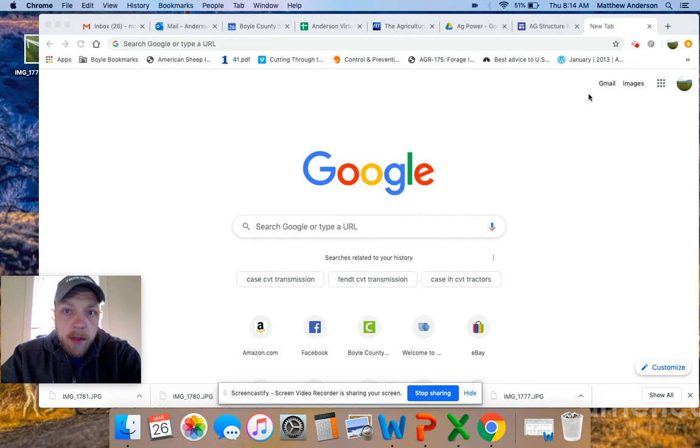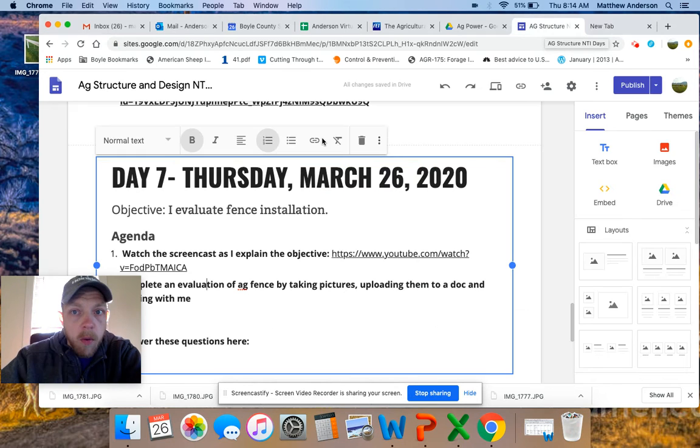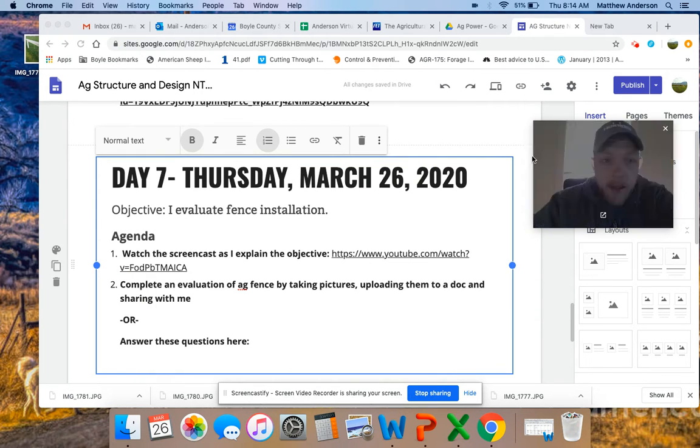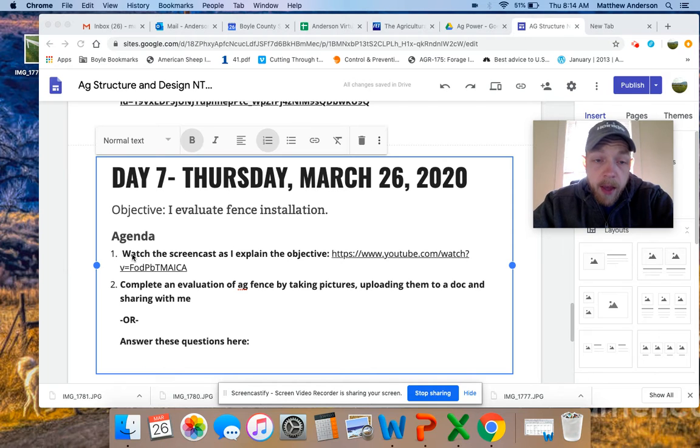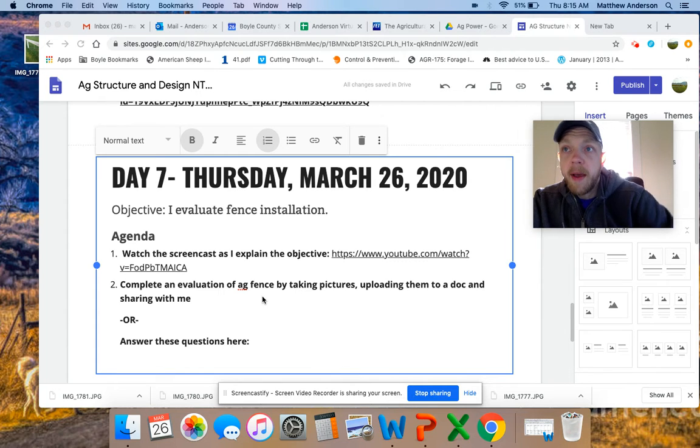Real briefly, I want to discuss how to wrap up this fencing unit. On our objectives for today, I want you to watch this screencast, which I hope you're doing, and then evaluate some ag fence in your area. If you live close to a farm, if you live on a farm, if there's one near you, and you can do so by avoiding people, go out there and take some pictures of the fencing job. And then I want you to upload those to a doc and evaluate what we see.